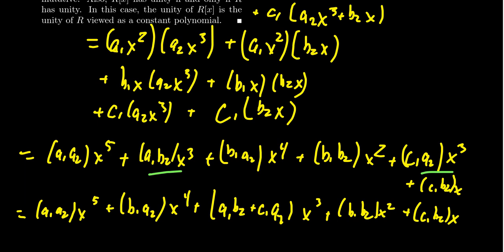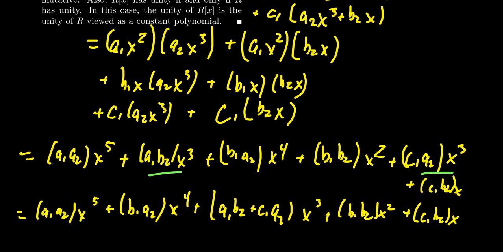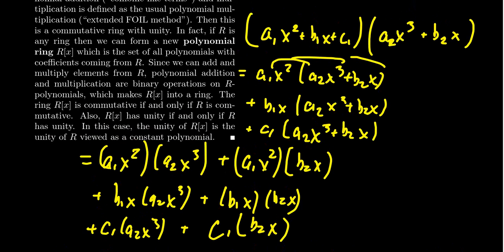This will form a ring for which addition is associative and commutative. It has an identity, which is just the zero polynomial. It'll have inverses, which are the negative polynomials. Multiplication will be associative, and multiplication will be distributive. Those are things we can guarantee for this ring. Now, if the ring of coefficients is commutative, then the polynomial ring will be commutative as well. So R[x] is commutative if and only if R is commutative.